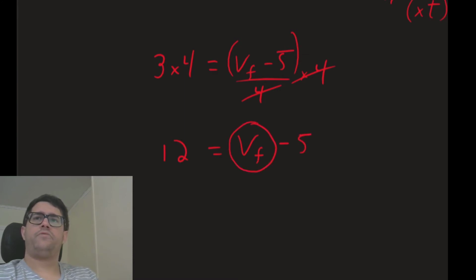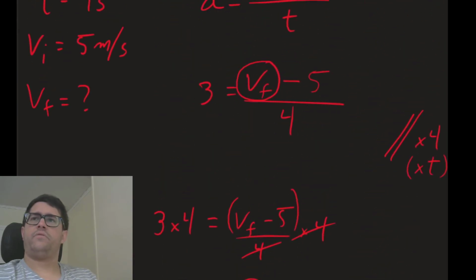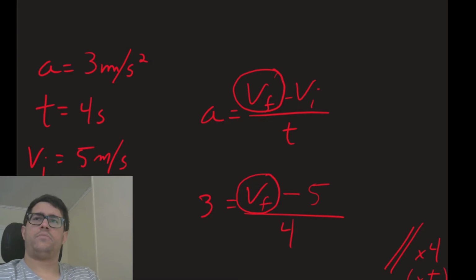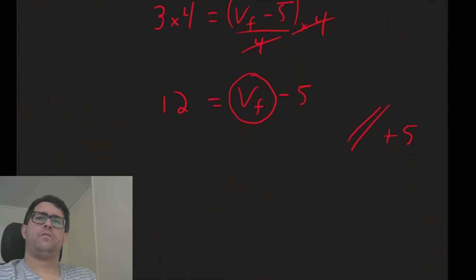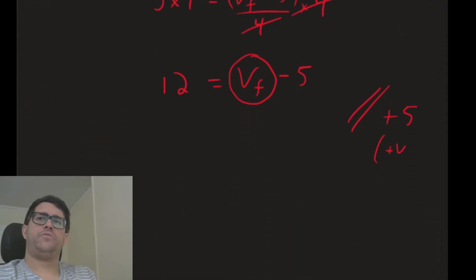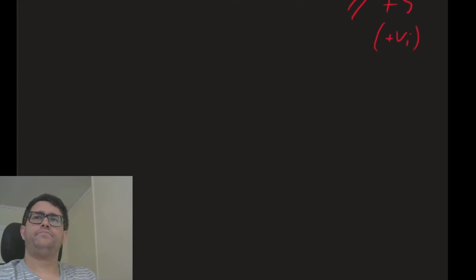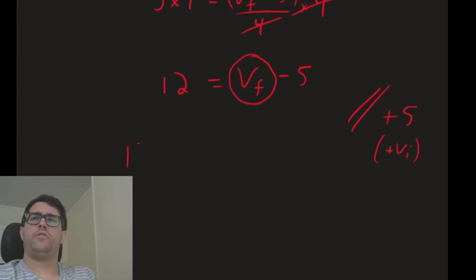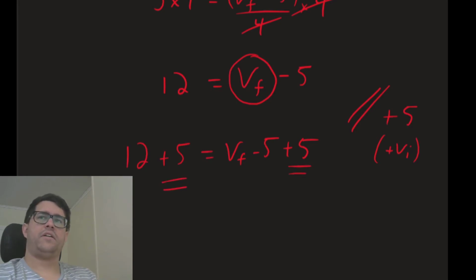So again, we want VF. We don't want minus 5. So what are we allowed to do? On both sides, plus 5. You'll notice also here that plus 5 is VI. So I'm actually adding VI. I'll put that as a note. Plus VI, you'll see why. Okay, let's do plus 5. 12 plus 5 is equal to VF minus 5 plus 5. All I did was add 5 here on both sides. I didn't do anything else.